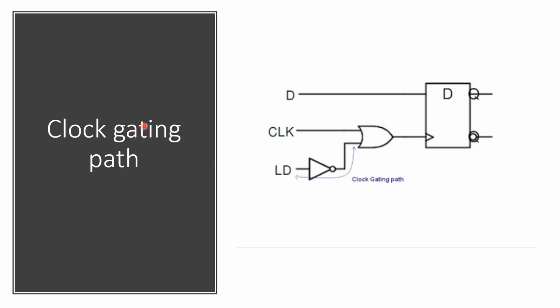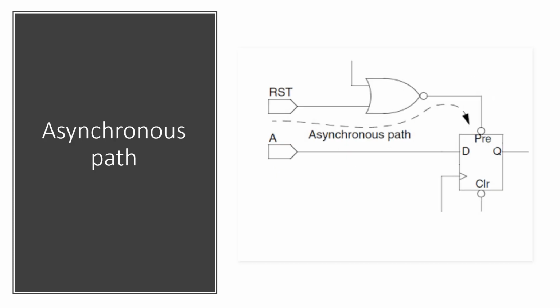The next question is on the clock gating path. Many times in your design you may need to gate clocks to reduce dynamic power consumption. So here in the circuit you have this LD, which is a clock gating signal for this clock. LD is not part of any clock, but it is used for gating this clock. So it is used as a clock gating path. The last path is the asynchronous path. Here we see an asynchronous path from your reset pin to the reset of your flip-flop.